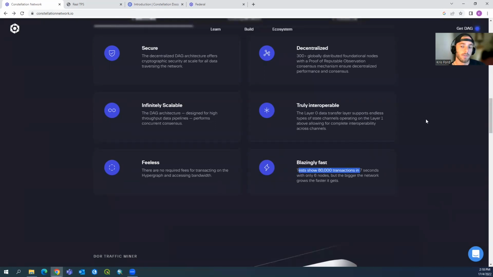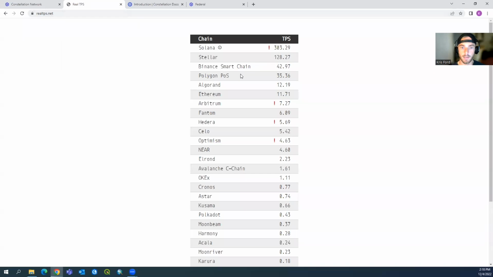You get these blockchains, they put out these crazy numbers and whatnot. If you guys want to see the actual TPS for a blockchain, you go over to realtps.net, and they're tracking some of the big blockchains. You can see Binance Smart Chain at 42, Stellar at 128, Solana supposedly at 303, but I don't believe that.